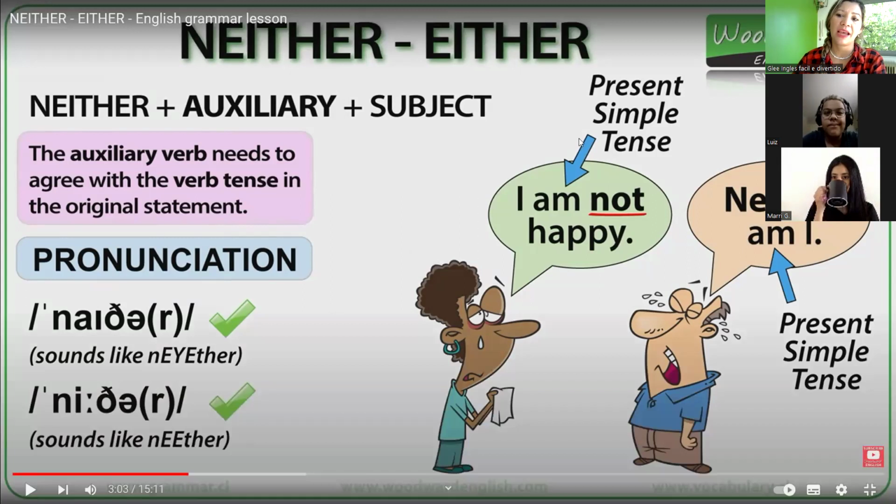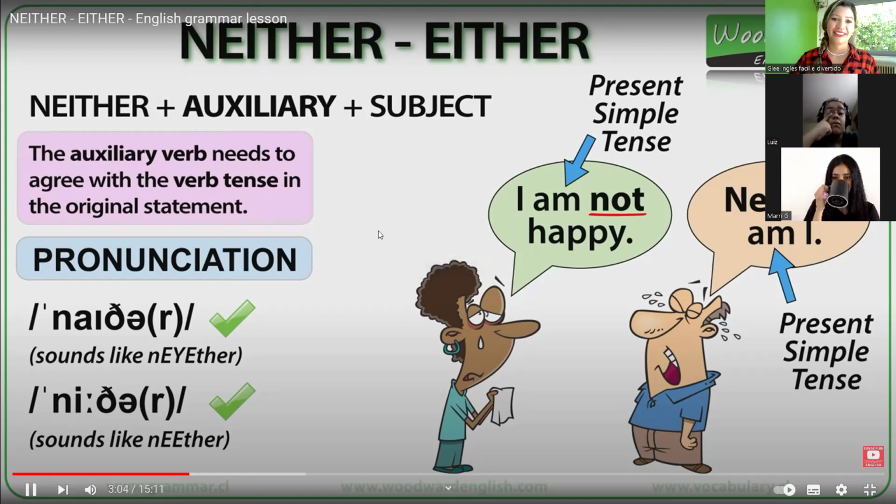Ok, quando a gente usa o neither, primeiro nós temos aqui neither, depois o auxiliar, depois o sujeito. Vocês viram aqui, ó, neither, verbo, sujeito. Neither am I. Neither am I. Então, neither vai vir primeiro. Neither. Ok, neither. The auxiliary, né? I am, and then, entenderam, né?